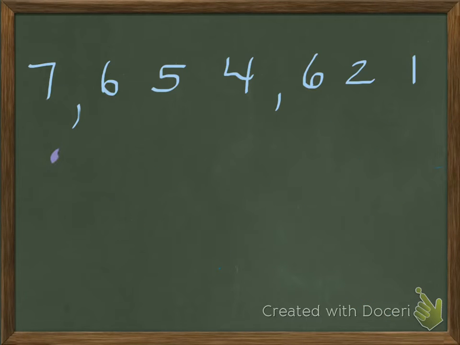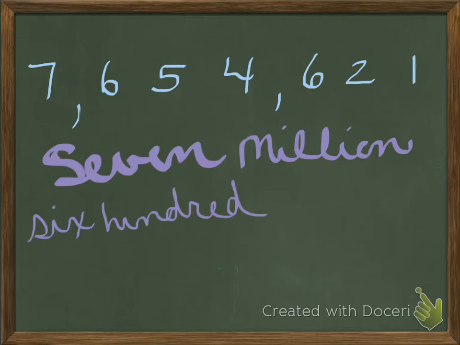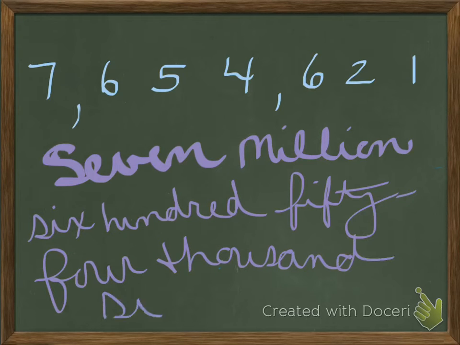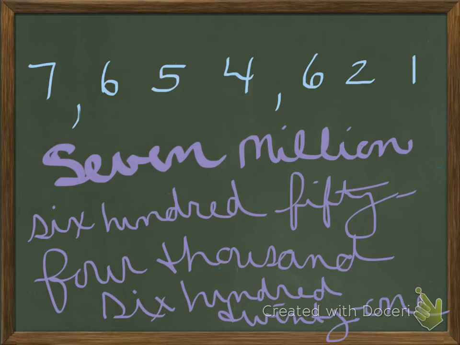And word form is exactly that, just this number, 7,654,621, but in words. The way I tell my students to do that is to go ahead and say the numbers out loud, and as they say the numbers out loud, they just go ahead and write the words.